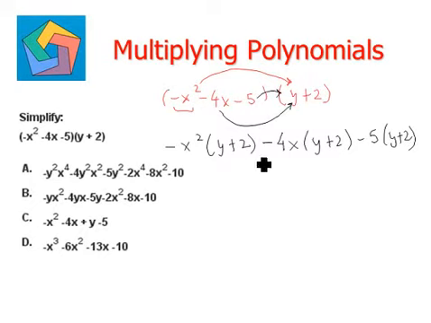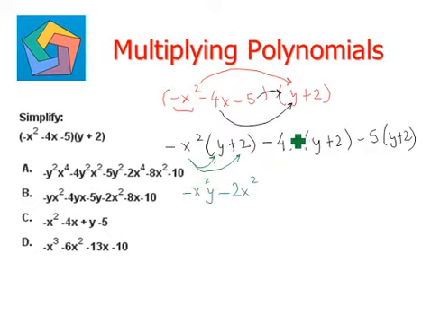Now we apply the distributive property and we multiply and open up the terms. Negative x squared is multiplied by y, so we get negative x squared y. Negative x squared times positive 2 is negative 2x squared. This is our first expression that is solved.